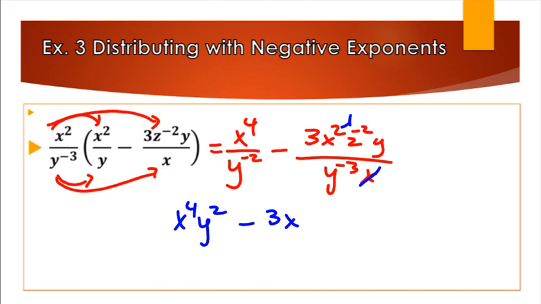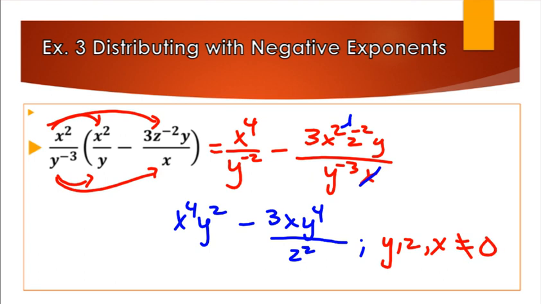We got 1y minus a negative 3y, so that's y to the 4th. That's all over z squared. The z to the negative 2nd has to be on the bottom, so z squared is on the bottom. And our variables, we got y, we got z, and we have x, all in the denominator. They cannot equal 0.